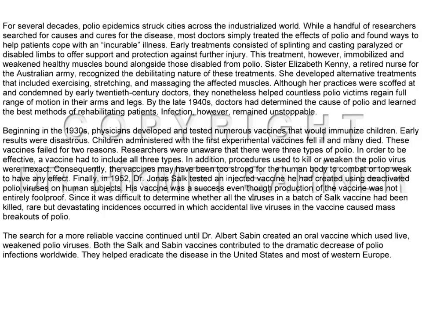While a handful of researchers searched for causes and cures for the disease, most doctors simply treated the effects of polio and found ways to help patients cope with an incurable illness. Early treatments consisted of splinting and casting paralyzed or disabled limbs to offer support and protection against further injury. This treatment, however, immobilized and weakened healthy muscles bound alongside those disabled from polio.